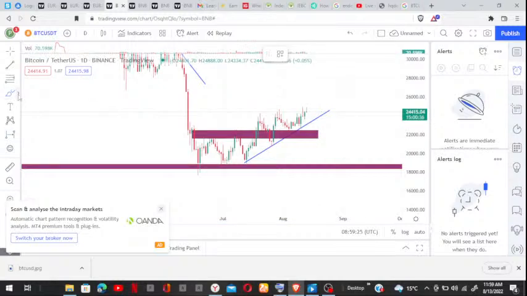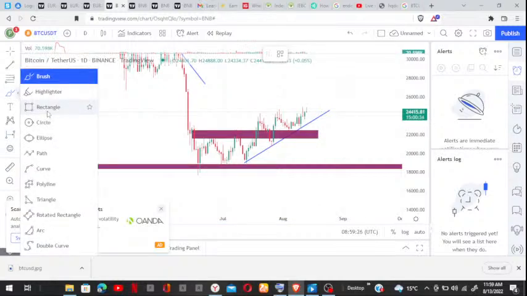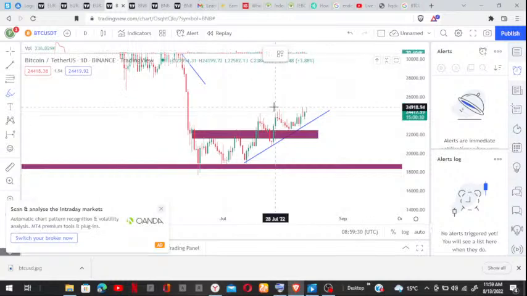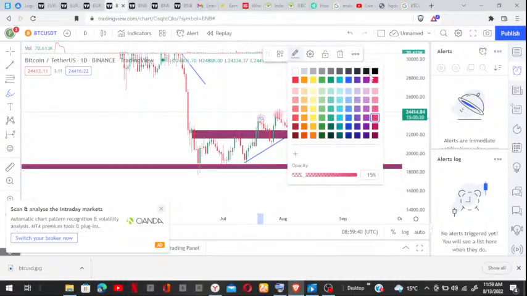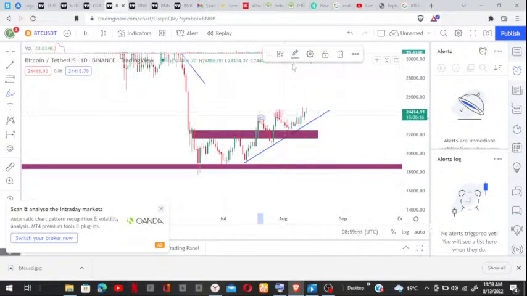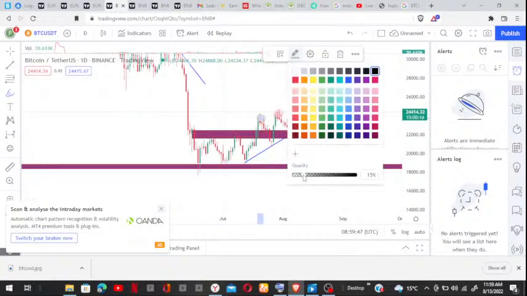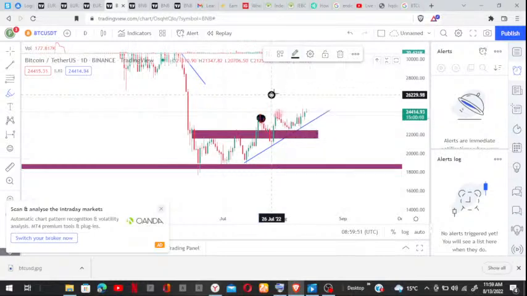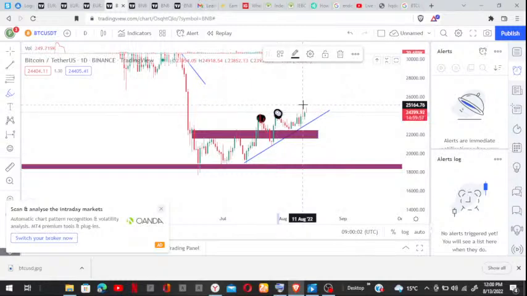Let me just highlight something like this level over here, and then we also have this level over here. I hope this color is visible. Let me just use something darker. Sorry, this level was not just tested once but twice. So we have this level over here, which is making this level the third level being tested.